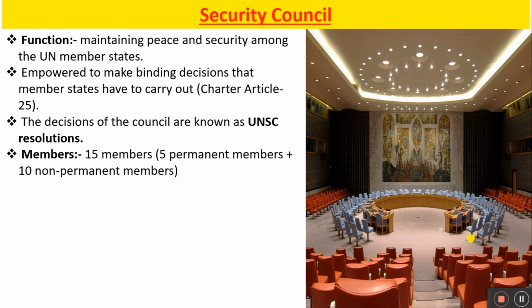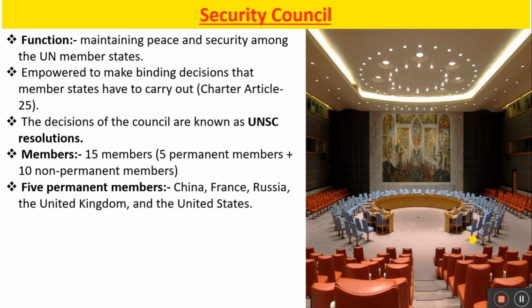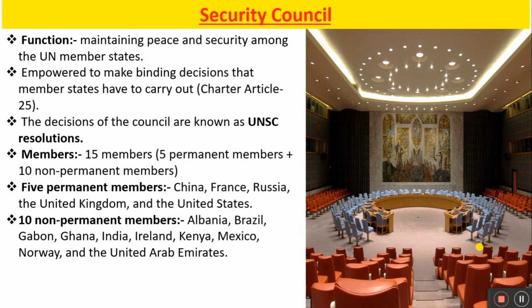There are 15 members in the Council. Of these 15, 5 are permanent and the rest 10 are non-permanent members. The 5 permanent members include China, France, Russia, the United Kingdom and the United States. The rest 10 non-permanent members are Albania, Brazil, Gabon, Ghana, India, Ireland, Kenya, Mexico, Norway and the United Arab Emirates. The permanent members or the P5 have the veto power over the UN resolutions. The term of non-permanent members is 2 years.